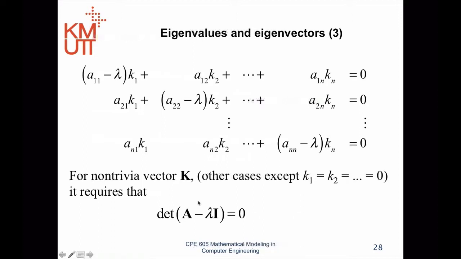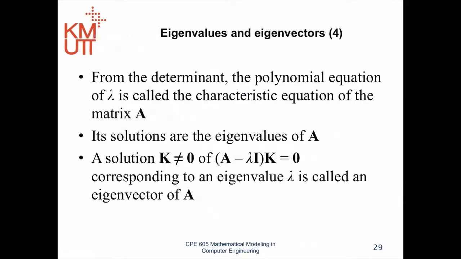However, when k is 0, it means that the vector of solution would be all 0, which is a trivial case. For the non-trivial case, then A minus lambda I has to be singular, and for that, it requires that the determinant of A minus lambda I equals 0. From this determinant, we will find a polynomial equation in lambda, which is often called the characteristic equation of the matrix A. The solutions of this polynomial equation are the eigenvalues of A.